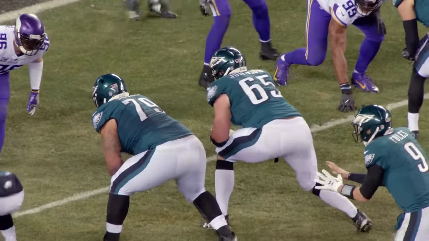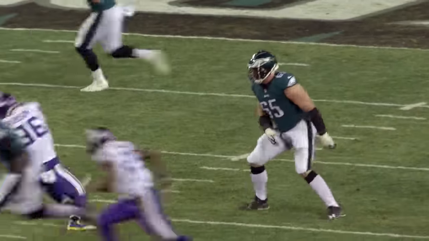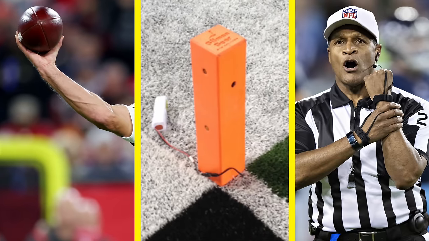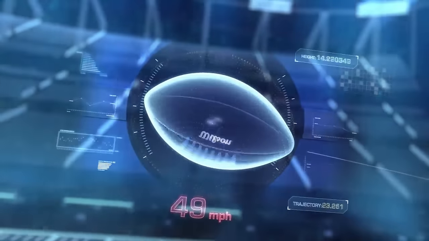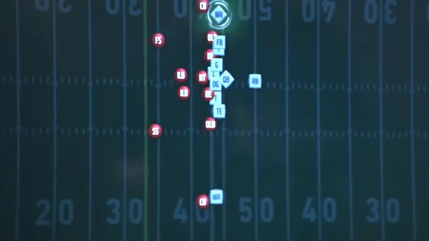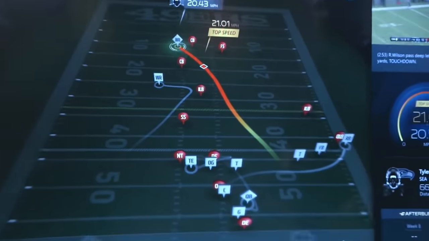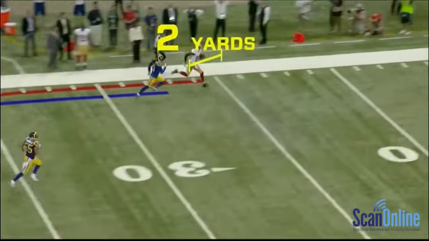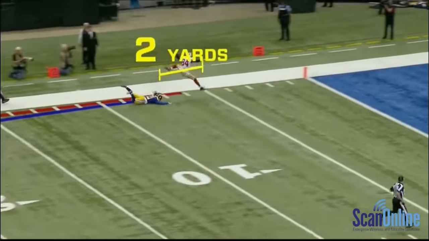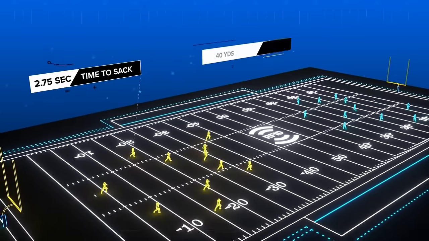Linemen actually need an extra tag on their back due to the fact that they start the play so low to the ground and not because they're so big. They're massive. Don't body shame. The ball, the pylons, and even the officials get RFID tags too. With 53 players on each team and all the extra devices being tracked, that's over 300 devices working in tandem to provide data such as location, speed, distance traveled, and acceleration. And that's being updated 10 times per second.